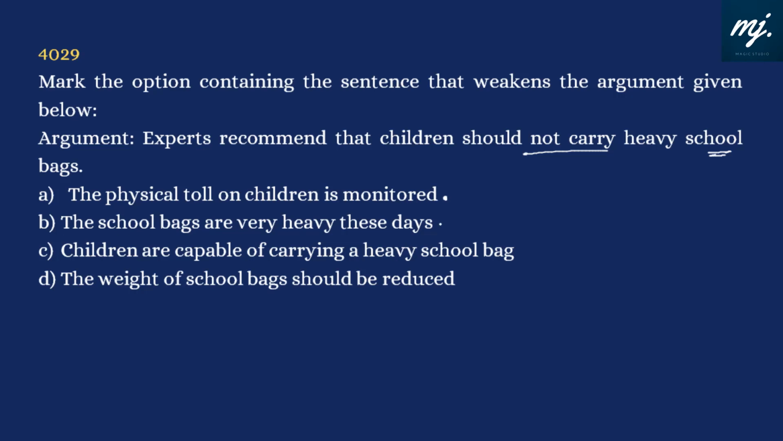The school bags are very heavy. This assumption goes along with it. Children are capable of carrying a heavy school bag. This is someone who is going against the given argument. That means this particular sentence weakens the argument. I'll go with option C. D says the weight of a school bag should be reduced. That is also going along with this argument. Going with option C, it is weakening the argument.